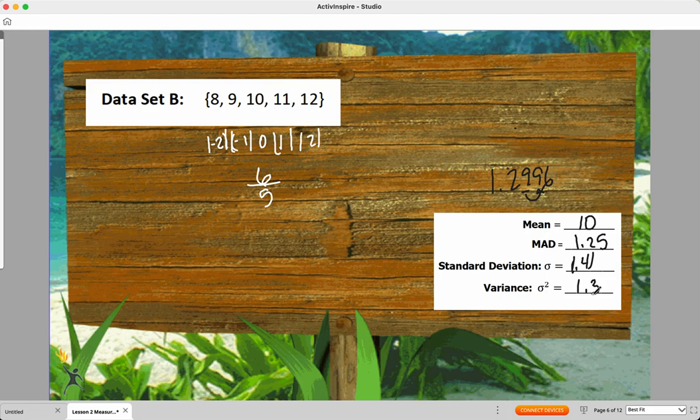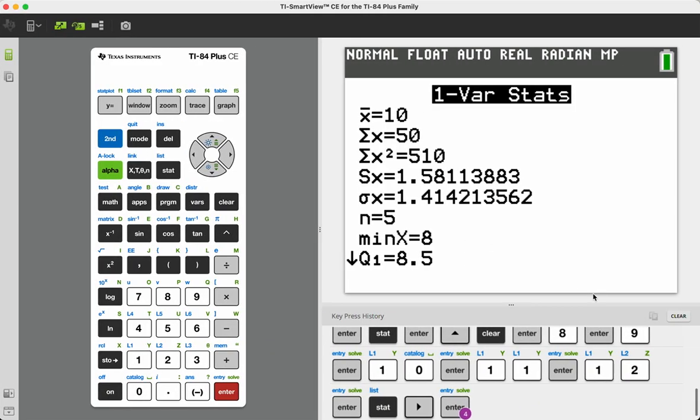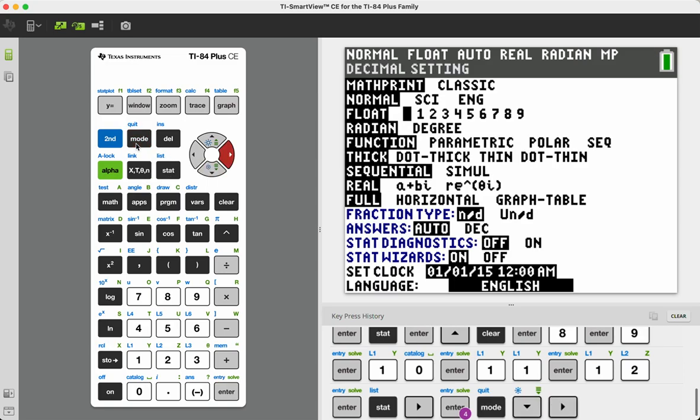If you don't want to mess with that, one of the things you can do on your calculator, I'll show you real fast, is go up into your settings, go to your mode. You can change your float to 2. When you change your float to 2, it'll automatically only go to 2 decimal places.